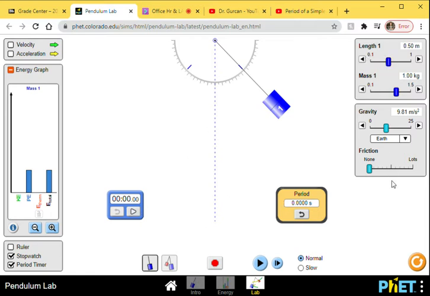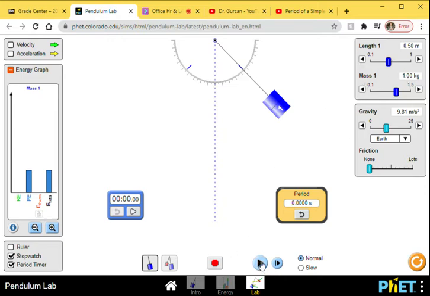And the length is 0.5, mass is 1 kilogram, gravity is Earth's gravity, so you don't touch gravity, and friction, no friction. And basically, you just swipe down and up or use the arrows to change these values as the instructions tell you to do.